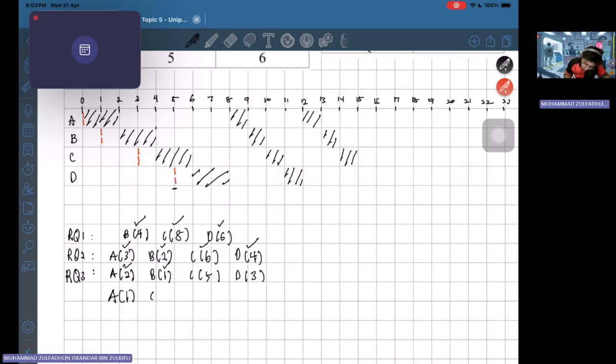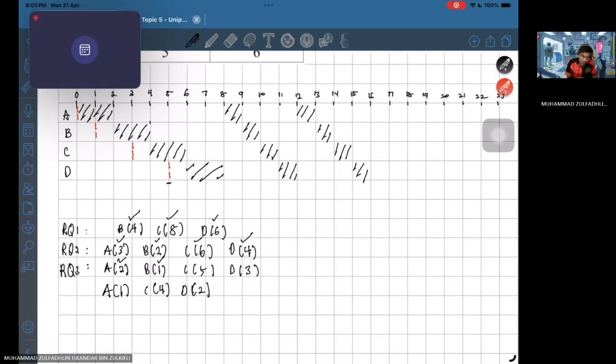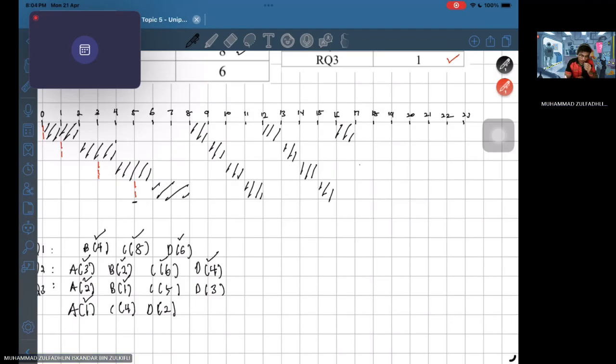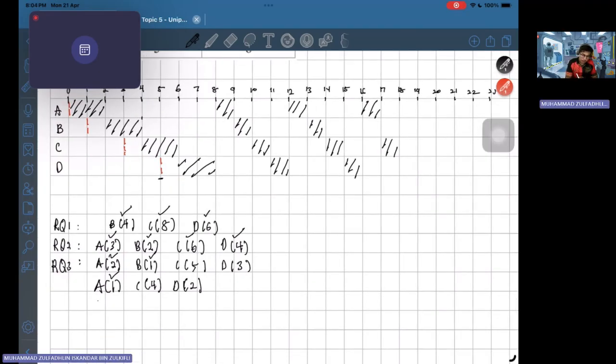So C, the remaining is 4, and then D is 3. D we run for 1 second, and the remaining is... then we move back to A. A has 1 quantum, it has 1 remaining service time. So here A will be complete, and it will not move back to the queue. After that, C we have remaining 4, and it will run for 1 second here. So C will be moved back to Q3 with remaining 3 service time.